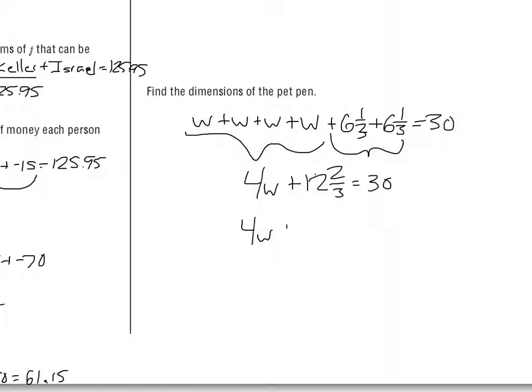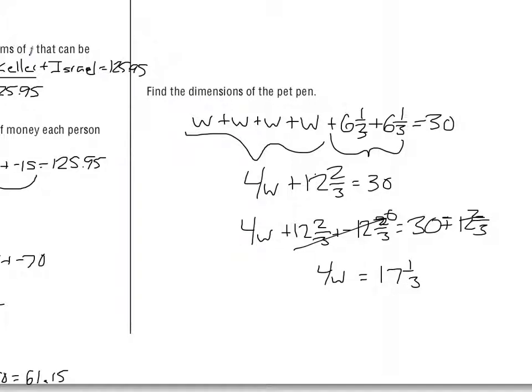Start solving our equation. I'm going to add a negative 12 2/3 to both sides. 30 plus negative 12 2/3, negative 12 2/3. That adds up to 0, leaving us with 4W. And 30 minus 12 2/3 should give me 17 1/3. And that's actually probably something I want to change to an improper fraction, considering I'm about to have to do some inverse operations over here. So I'm going to go ahead and change that to an improper fraction. 17 times 3 is going to give me 51, plus 1 would be 52 over 3.